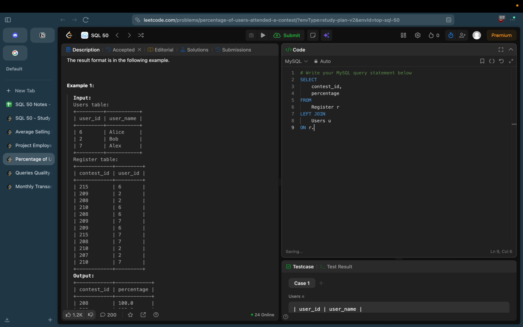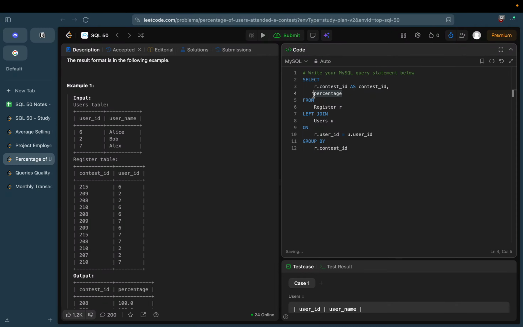Alright, so first things first, let's complete our join. Our joining condition will be simply on the common link which says user ID. Let's group our results. Just a second, let me clean this up. We need to group our results by contest ID as well, and this contest ID is coming from the register table, so write it as r.contest ID. Let me clean this up over here as well, give it an alias.